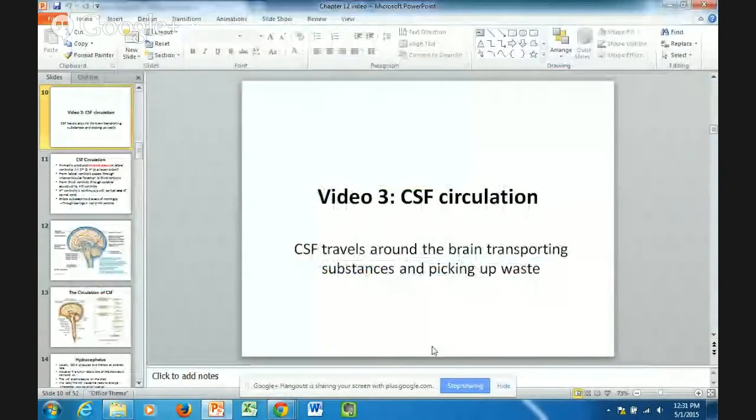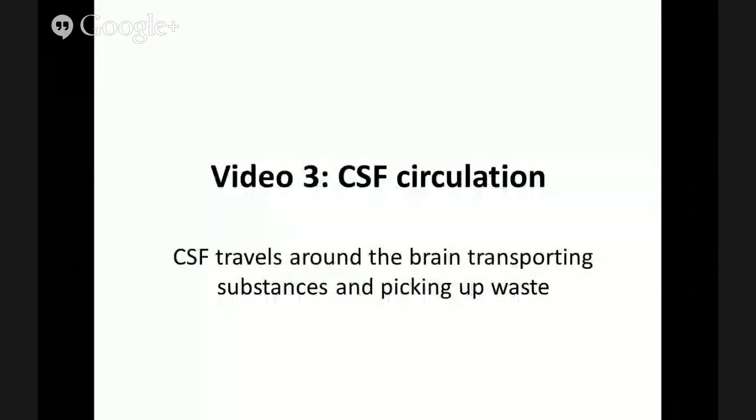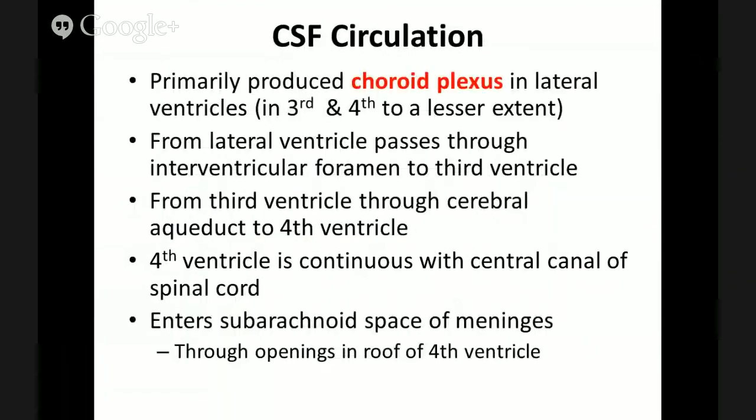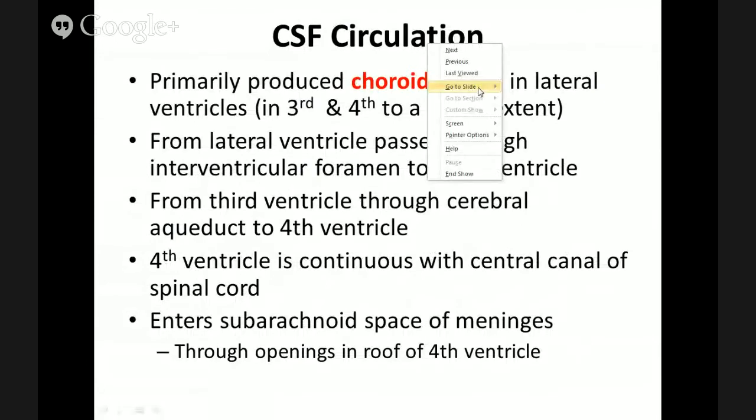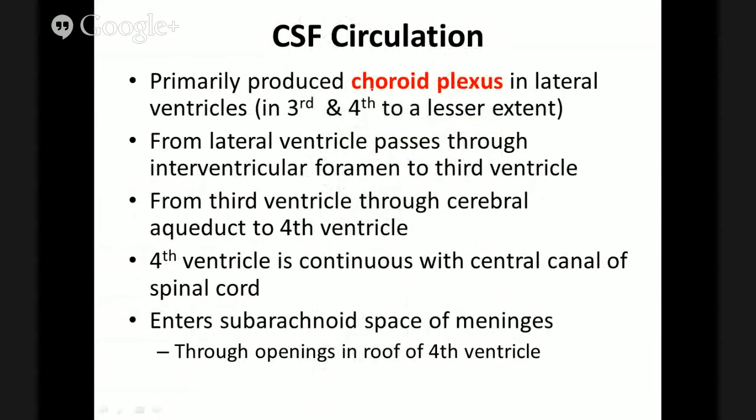Hey guys, in this video we're going to look at how CSF circulates around the brain and how it passes through the ventricles and arachnoid space. So let's take a look at our PowerPoint slides that you have from Blackboard, and let's see how CSF circulates through the ventricles. So remember that the CSF is made in the choroid plexus, the special capillary beds inside the brain, and they are filtering blood and turning it into cerebrospinal fluid.